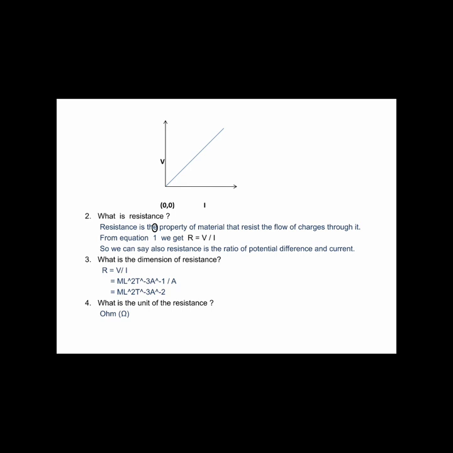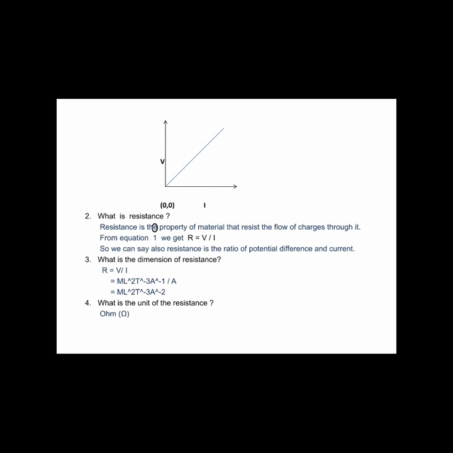Resistance is the property of a material that resists the flow of charges through it. From equation 1, V equals IR, so R equals V by I. So we can also write that resistance is the ratio of potential difference and current. What is the dimension of resistance? R equals V by I.